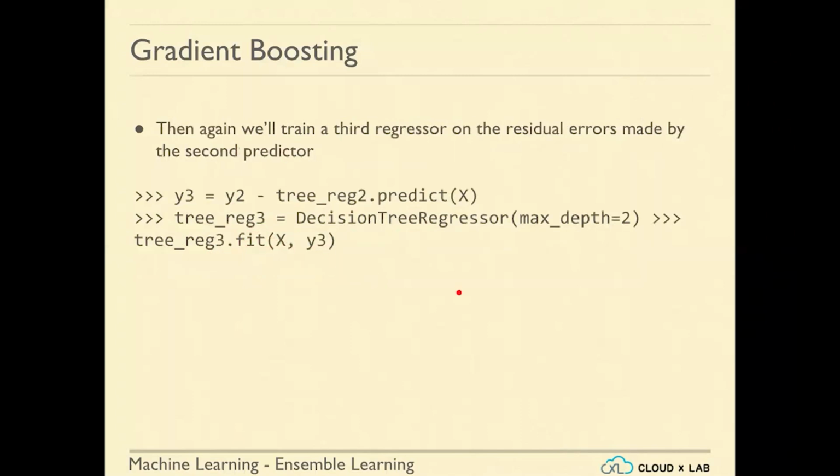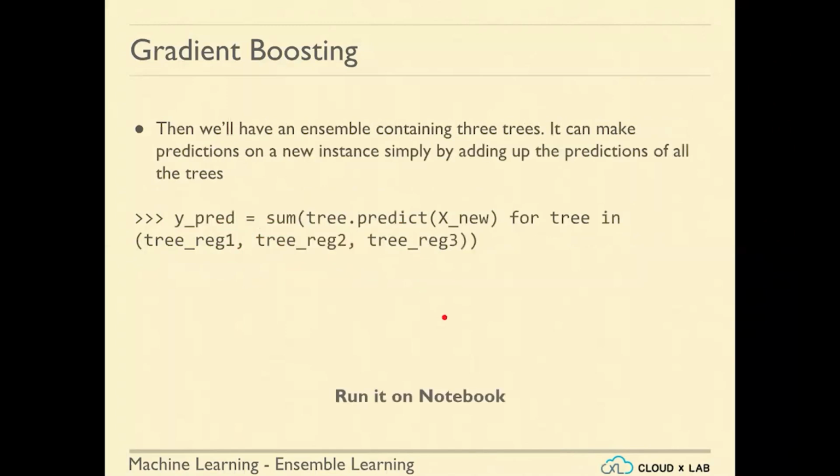Now, similarly, we could do one more label, y3, and so on. And once we are done, we ask all of these. So we go over the loop. We say for tree in regressor 1, regressor 2, regressor 3, and we let it predict. And then we basically do the sum.